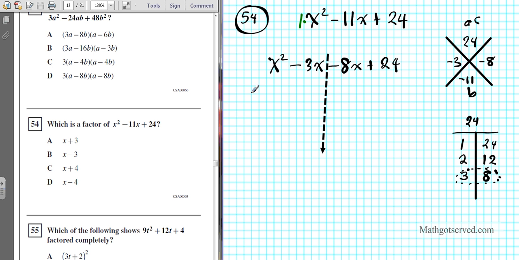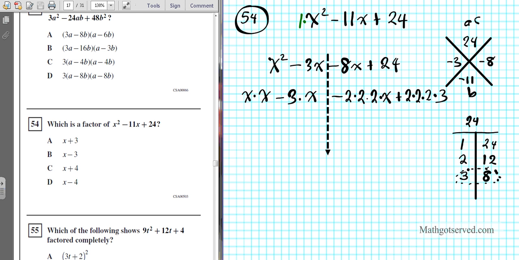So here we have x times x minus 3 times x. And then we can break 8 into 2 times 2 times 2 times x. And then if you remember what we did with 24 in the other problem, it is 2 times 2 times 2 times 3. All right, now for the first two terms, we're going to take out x. So we have x minus 3. And then on the right side, we're going to take out 1, 2, 3 2's. So minus 2 times 2 times 2 is 8, and you're left with x.